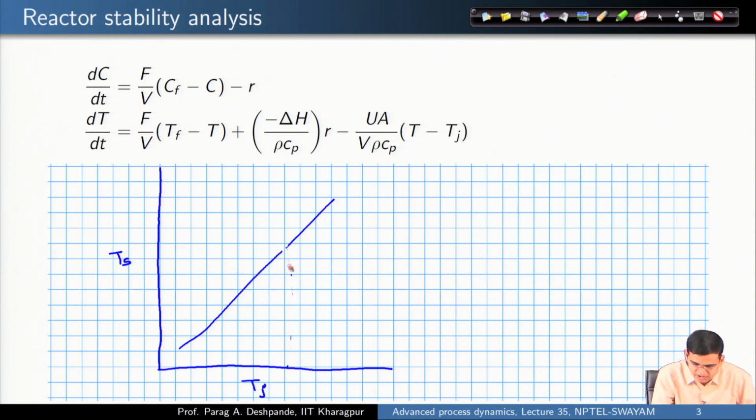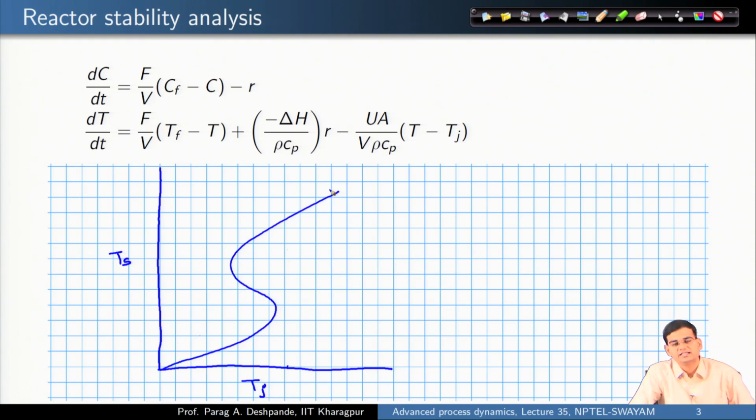So, let me draw the curve which you will get from a similar analysis. I am leaving the rearrangements for you to do. If you put that in Desmos, you will get this kind of a curve. The curve looks like this. It is an S shaped curve. So, now what is the problem with this curve?